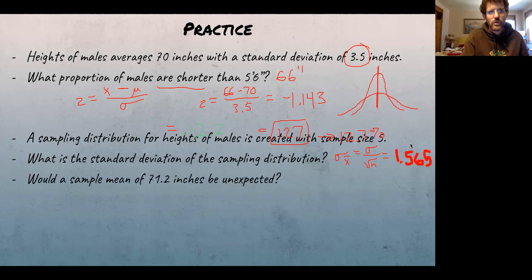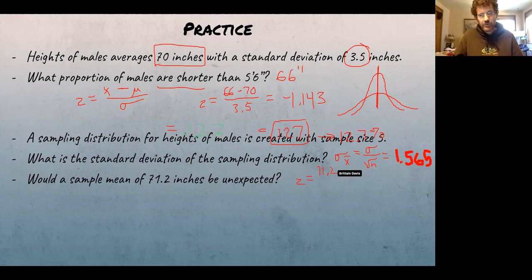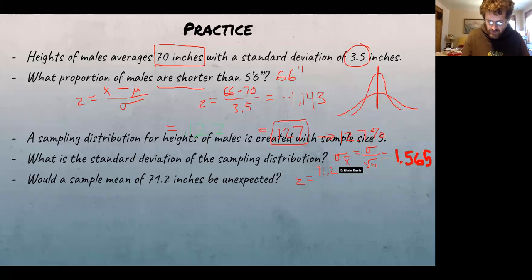Now, would a sample mean of 71.2 inches be unexpected? What I want to do is figure out what proportion of the sample means fall above 71.2 inches, because the overall average is 70 and 71.2, so it's going to be a z-score calculation. I'll just talk through this one. So 71.2 is maybe our specific sample mean that we got. Was that an unusual one to get? How do we find out? Well, let's do some calculations.